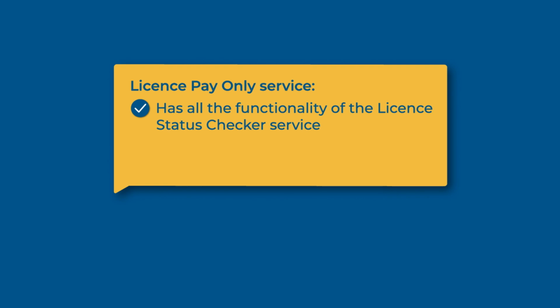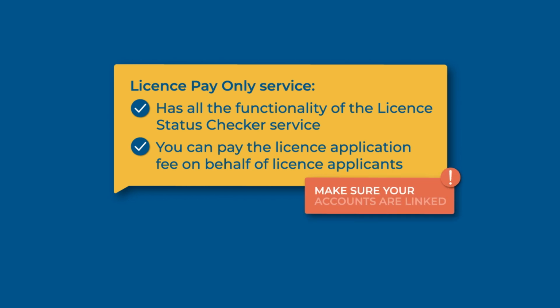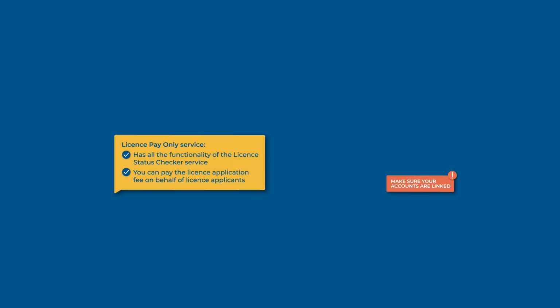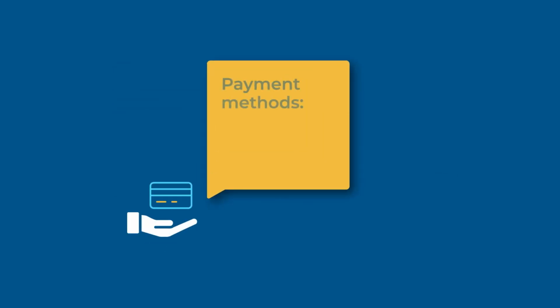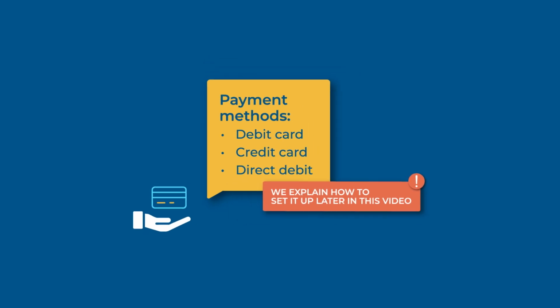Our License Pay Only service includes all the functionality of our License Status Checker service. It also allows you to pay the license application fee on behalf of license applicants, but they must agree to this by linking their SIA online account with yours. You can pay with a debit card or credit card, or by direct debit if you've set that up with us. We explain how to set your preferred method of payment later in this video.